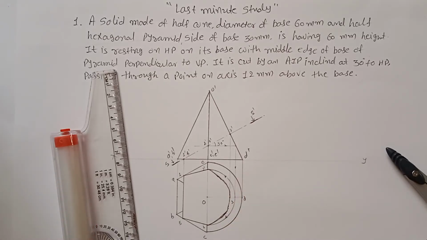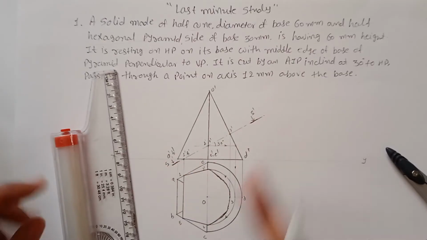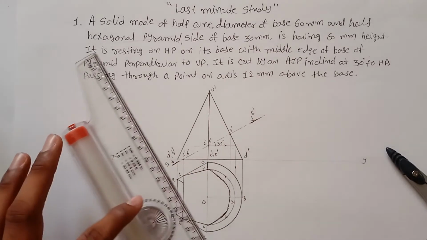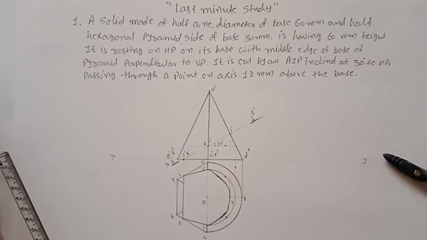Now you have to draw the true shape. To draw the true shape, you have to draw it on this line. So first of all, draw a perpendicular line. Find out the perpendicular line from this axis.